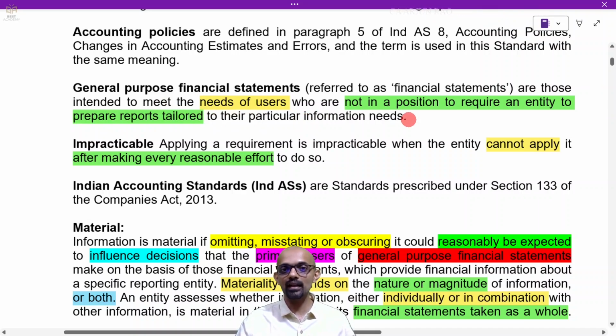Now, a shareholder cannot tell the company, you give me a report in this format, right? But a bank, which is giving a loan to that company, can say, you give me this projection, you give me your income statement for the last 3 years, 5 years, whatever, and the company has to comply. So, general purpose financial statements are those that are prepared for general use, for users who are not going to ask for specific information, right?